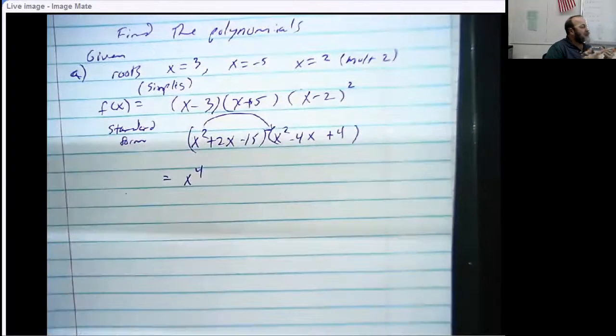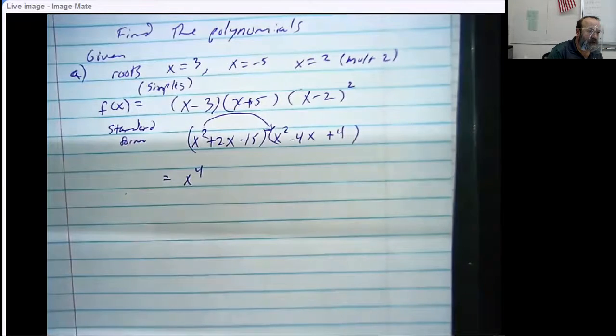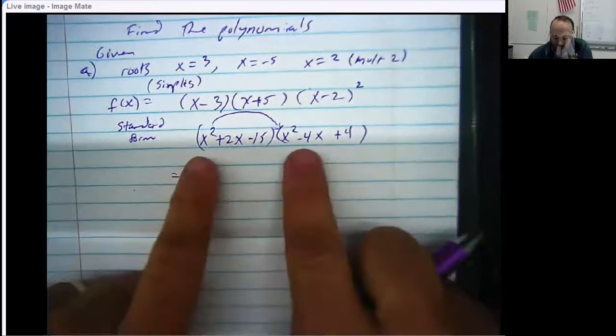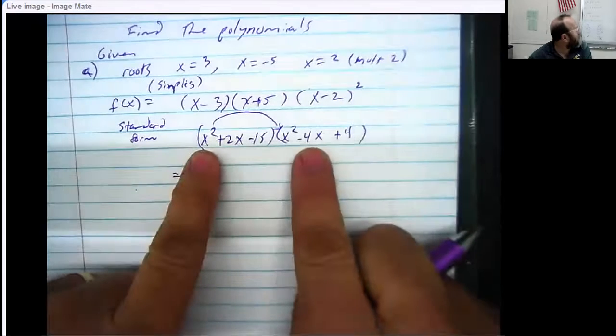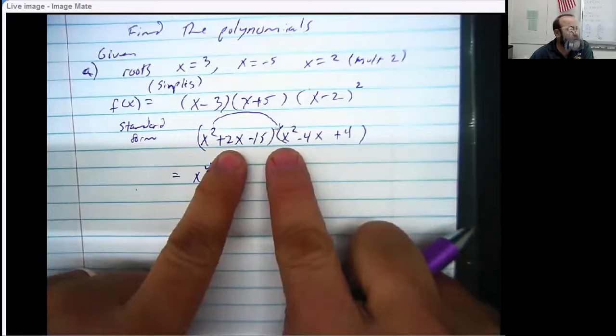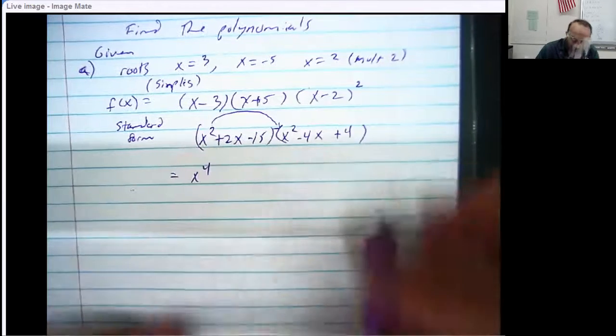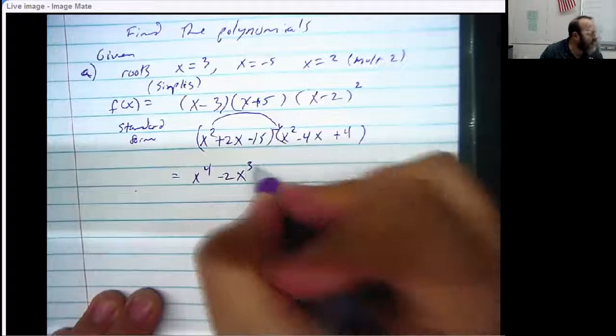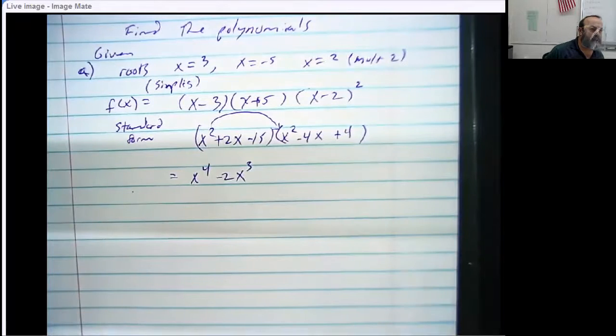Okay, what would be the next highest power? It's an x to the 3rd, and I have one of them right there. You see it? That'd be negative 4x to the 3rd. What's right there? 2x to the 3rd. If I have a negative 4 and a positive 2, do you see how I have negative 2x to the 3rd?